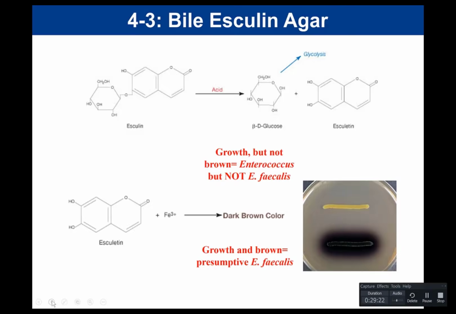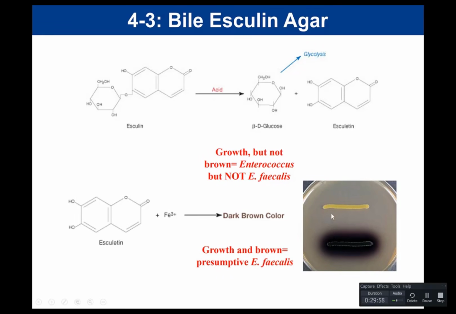And so let's look at that. So this slide you want to review. Okay, so esculin is going to be your substrate. It's your food source. Your product is going to be glucose. So that's the reason that organisms can use esculin as a food source. It produces glucose, which is used for food. And the other product is going to be the esculetin. And this esculetin is what is going to react with the ferric citrate in the media, and it causes that dark brown color.